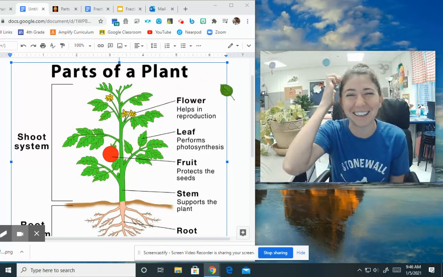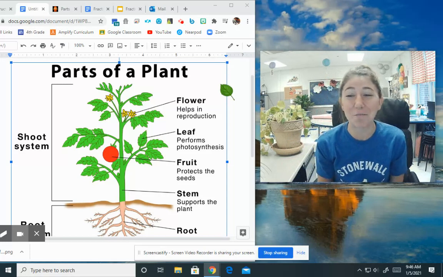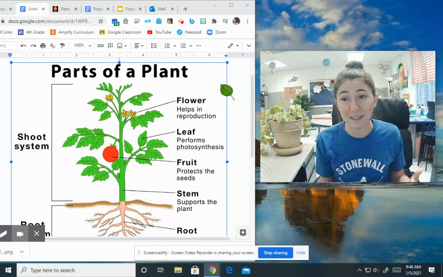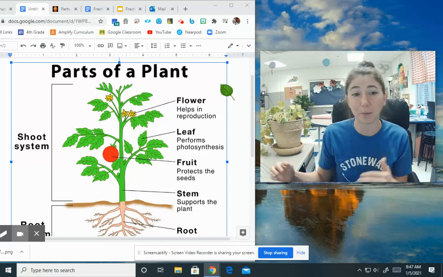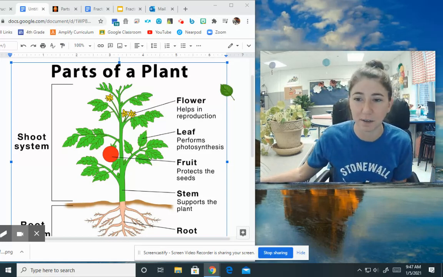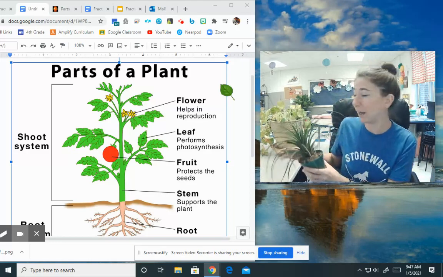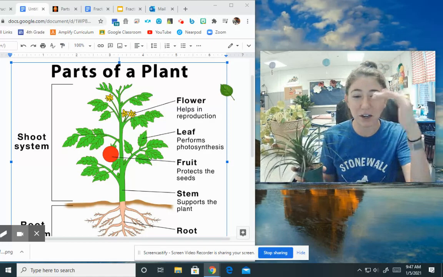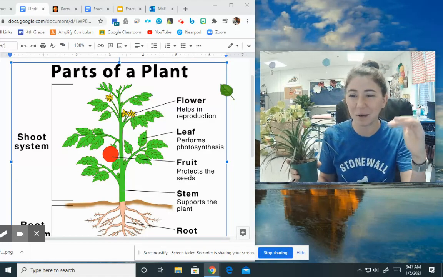So we're going to look at the different structures of plants. These are just the basic ones, and not all plants have these, but these are the basic plant structures, and we'll talk about the functions of each of those. So I've got a plant here. We've got a couple of plants around my classroom. You might see I like plants. We're going to start at the bottom and then work our way to the top.